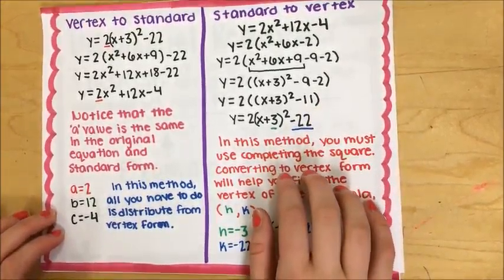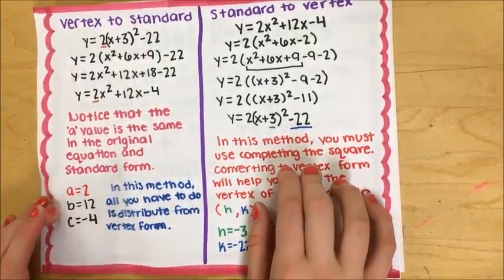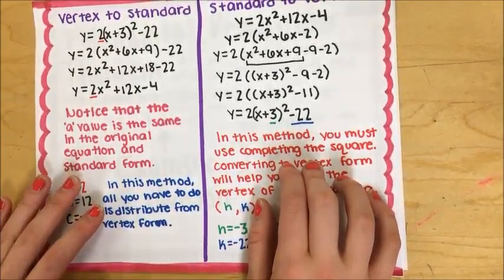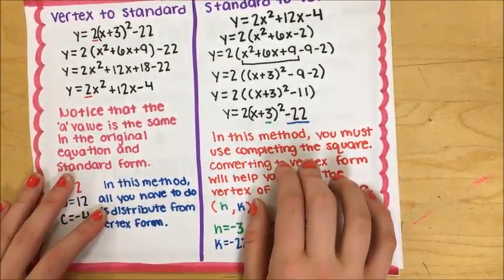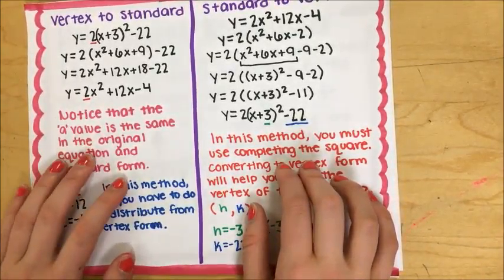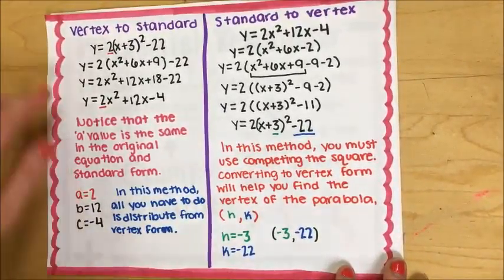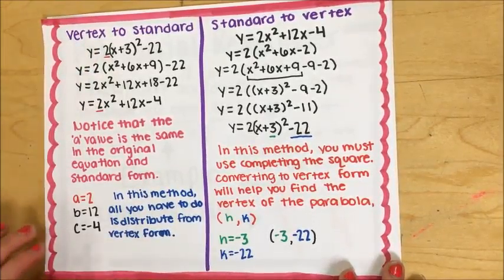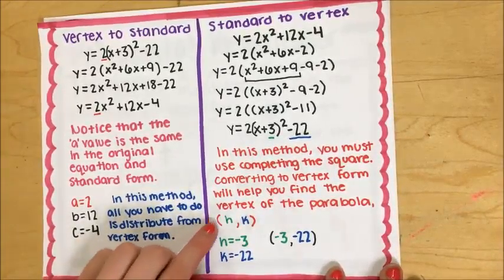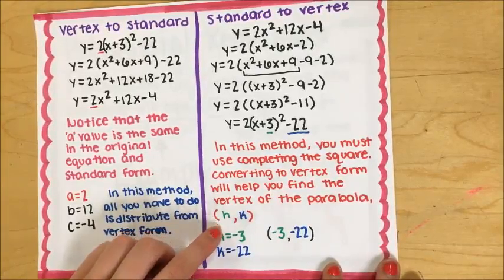So then you take the x squared plus 6x plus 9 part, and you make that into a binomial. So you get y equals 2(x plus 3) squared minus 9 minus 2. You add the negative 9 and negative 2. You get y equals 2(x plus 3) squared minus 11, and then you distribute the 2. So you should get y equals 2(x plus 3) squared minus 22, which is the same thing we have up here. And then in this method, converting to vertex form will help you find the vertex of the parabola, which is (h, k), so 3 and negative 22.